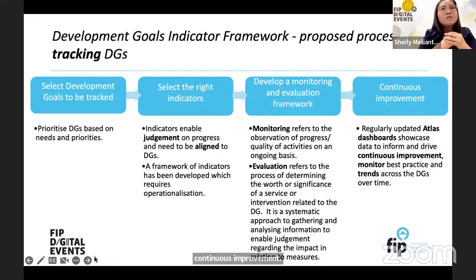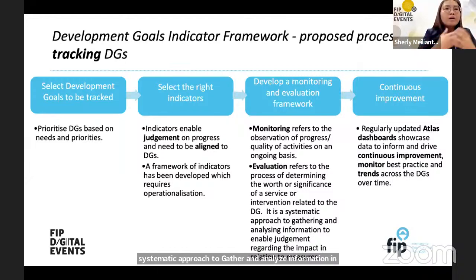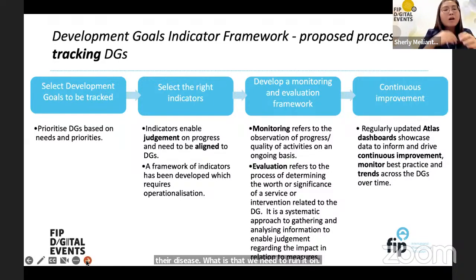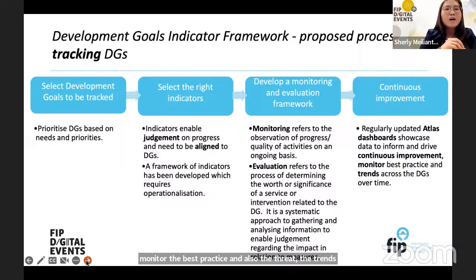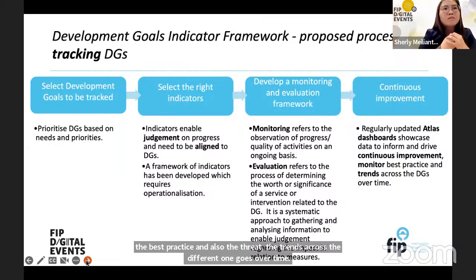Then we can follow with developing the monitoring and evaluation framework. This is basically a systematic approach to gather and analyze information in order to enable judgment regarding the impact in relation to the measure. We need to consider specific questions that need to be answered to assess or track the progress with the DGs. What is it that we need to monitor? We also need to link this to the data sources that we have and how this will be reported. And lastly is about improvement, how we can do continuous improvement. We need to regularly update the Atlas dashboard to showcase data, to inform and monitor best practice and also the trends across the development goals over time. That's more or less the process for tracking development goals.